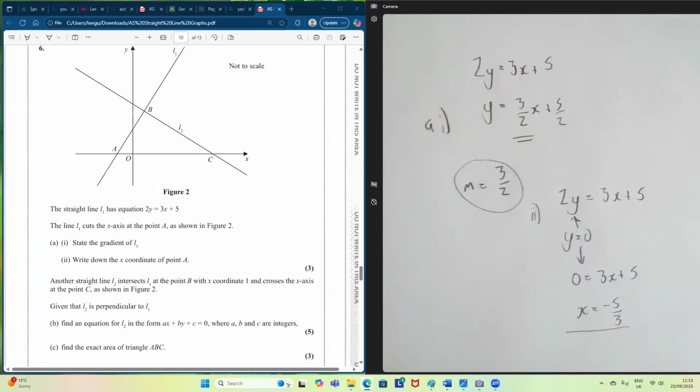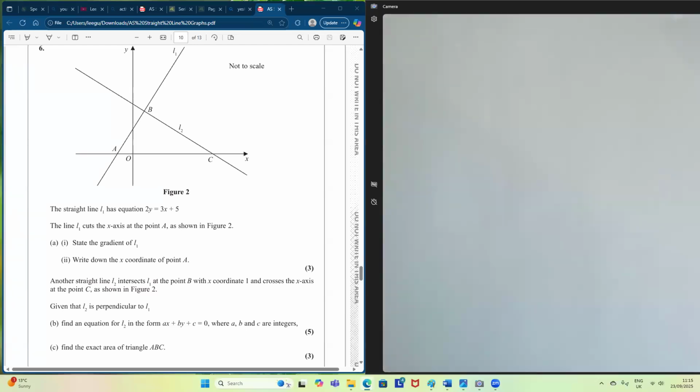So that's 3 marks. Another straight line, L2, intersects L1, okay, at the point B with an x coordinate of 1, okay, and crosses the x-axis at the point C as shown in figure 2. Given that L2 is perpendicular to L1, find the equation for L2 in the form ax add by add c equals 0, where a, b, and c are integers, and this is worth 5 marks.